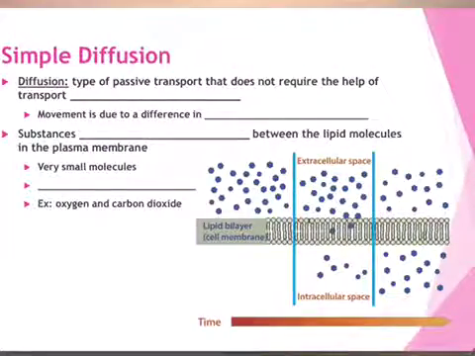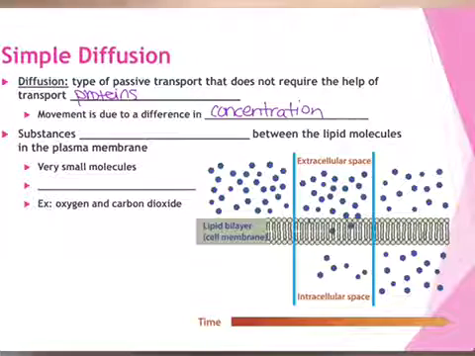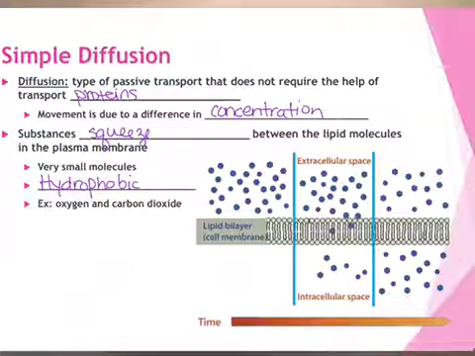This is a type of passive transport that does not require the help of transport proteins. The movement is due to a difference in concentration. In this, what happens is the substances will squeeze between those phospholipid molecules in the plasma membrane. These molecules have to be very small in order for this to happen. They also have to be hydrophobic because of the water-fearing tail portion. And so generally we could be talking about oxygen and carbon dioxide.